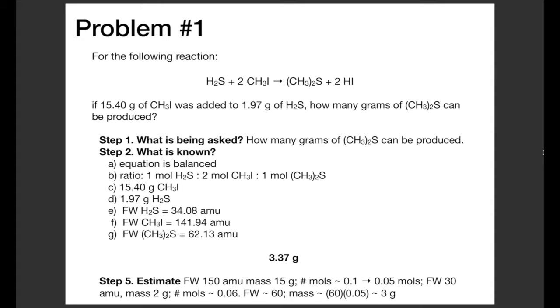We're going to approximate the formula weight of dimethyl sulfide as 60 AMUs. The mass of dimethyl sulfide that we should be able to produce should equal its formula weight, 60 AMU, times the reduced molar amount of the limiting reagent, 0.05 moles, times its stoichiometric coefficient, 1, which is approximately 3 grams. 3 grams is close to the 3.37 grams that we calculated.